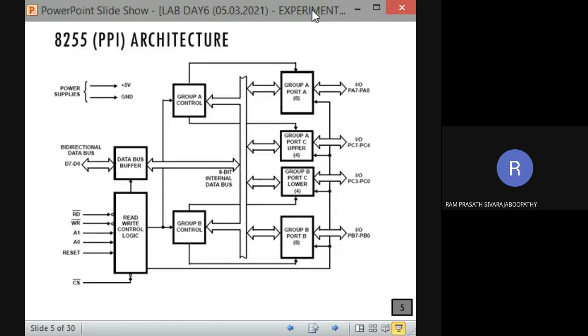So, to generate the address, generally what we can use is decoders. Okay, for such kind of things, we will generally use decoders. One thing you have to understand: out of this 8-bit address, only 2 address bits are directly coming to the A1 and A0 pins of 8255.